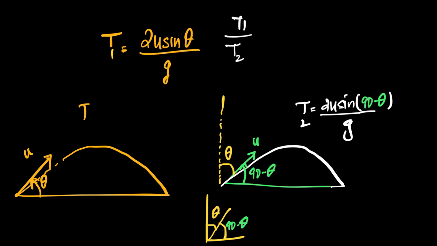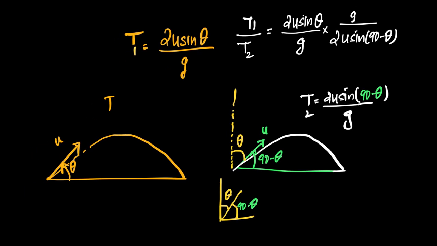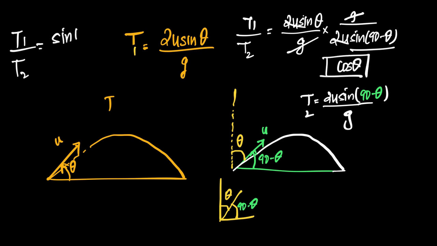So what is T1 by T2? T1 by T2 will be equal to 2u sine theta by g times g by 2u sine 90 minus theta, right? Which is further equal to, g by g is 1, 2u by 2u is 1, sine theta by, what is sine 90 minus theta? Sine 90 minus theta is cos theta. So what we get is T1 by T2 is equal to sine theta by cos theta. Therefore T1 by T2 is equal to tan theta.